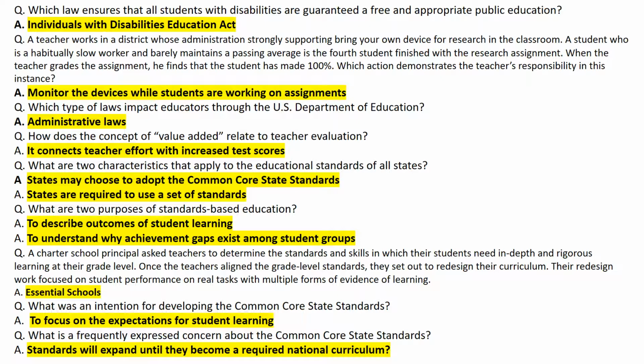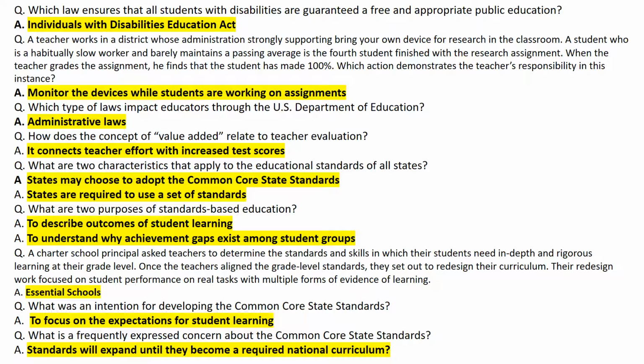A teacher works in a district whose administration strongly supports bring your own device for research in the classroom. A student who is habitually a slow worker and barely maintains a passing average is the 4th student finished with the research assignment. When the teacher grades the assignment, he finds that the student has made 100%. Which action demonstrates the teacher's responsibility in this instance? Monitor the device while students are working on assignments.